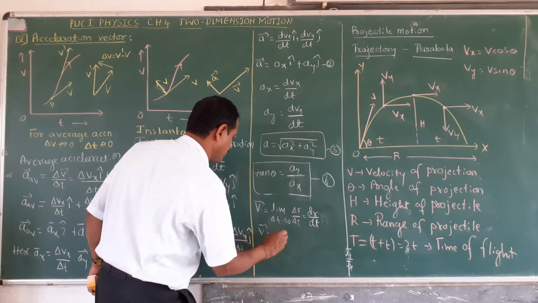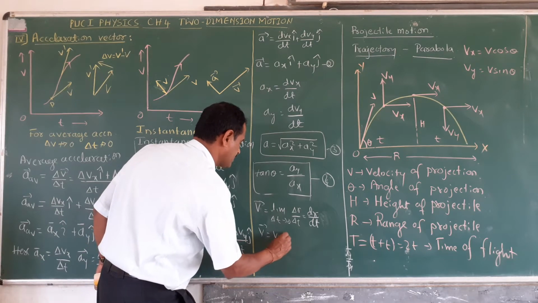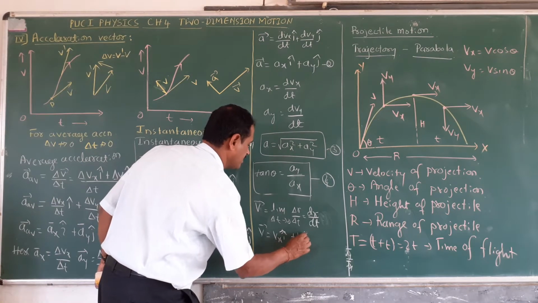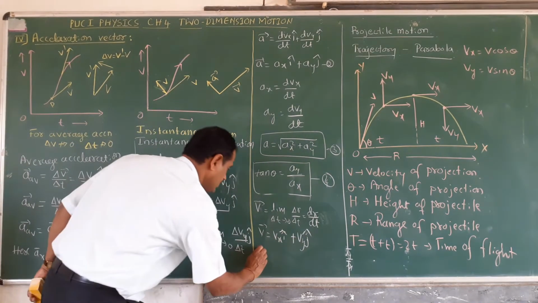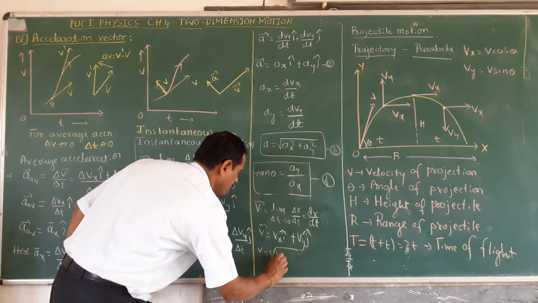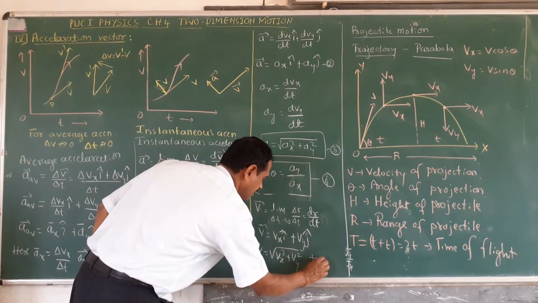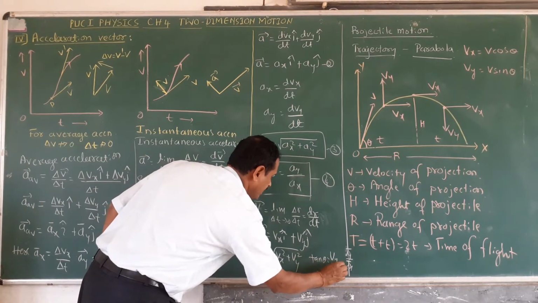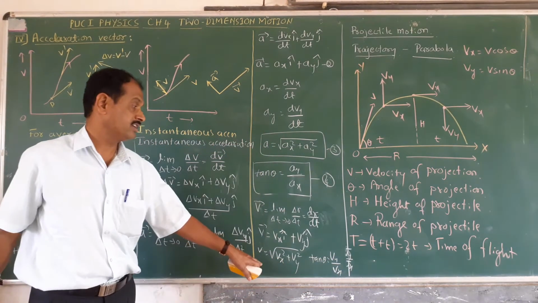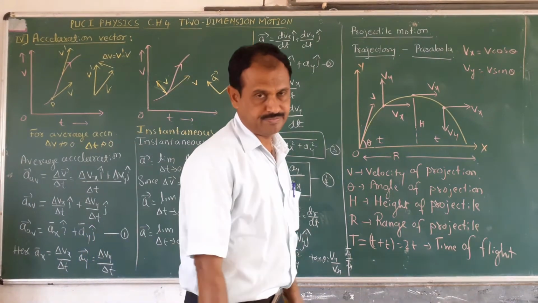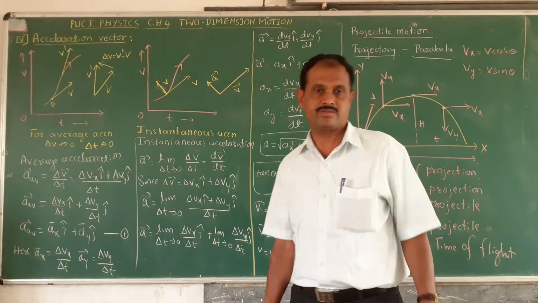This you got, v is equal to vx i cap plus vy j cap. Now the magnitude v is equal to under root of vx square plus vy square. Then tan theta is equal to vy by vx. This is about instantaneous velocity. It is the limiting value of the average velocity. That is called instantaneous velocity.